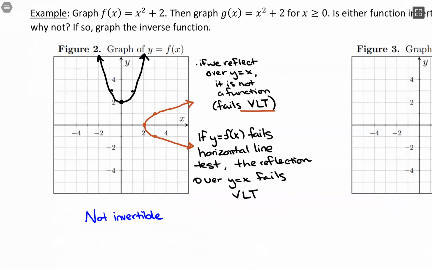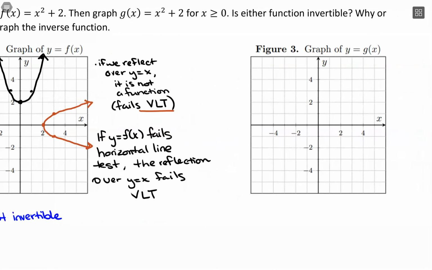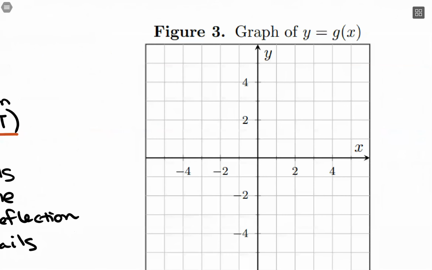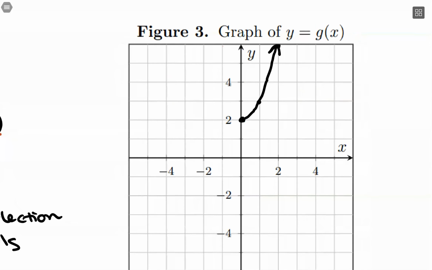So now let's look at this x squared plus 2, so the same parabola, but only for x more than or equal to 0. So what this will look like is we'll have our vertex at 2, and then we'll have our parabola for everything more than or equal to 0. So now what we can see is we pass the horizontal line test. Every horizontal line we're only crossing once. It's because of that domain restriction we're missing that other half. So now we pass the horizontal line test.